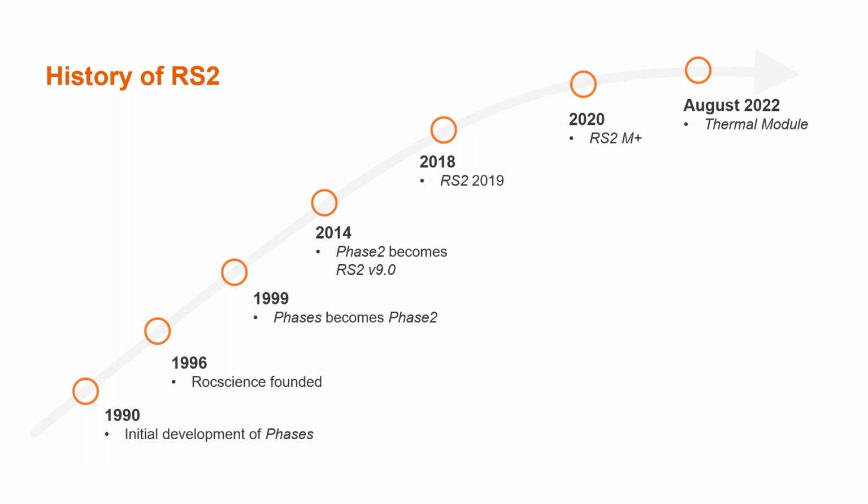Maintenance plus was introduced in 2020 to provide better customer support, and new features are included more often. We added Barcelona Basic soil models for unsaturated soil, vacuum consolidation, relief well, and improved performance of dynamic analysis, including liquefaction analysis. And last month, August 2022, we released the thermal module, which enables RS2 to run thermo-hydro-mechanical coupling analysis.